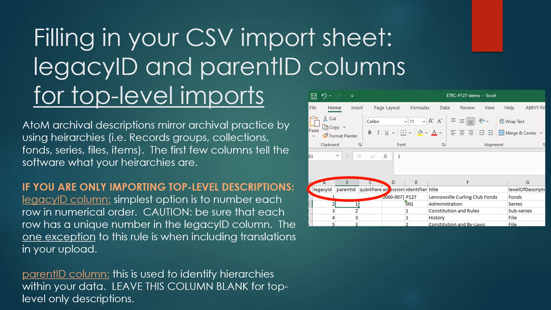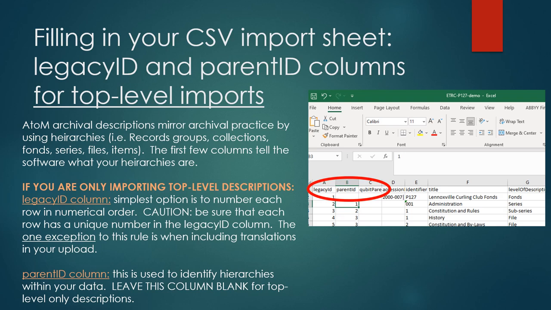There is one exception to this rule, and that is when you're including translations. We're not going to get into how to do this, but just to let you know that uploading translations at the same time with your bulk upload is an option, which is awesome if you're a repository that works in multiple languages. For us, it's French and English, and so it's really great to be able to upload both of the versions at the same time. And in those cases, each row would be numbered twice with the same number in order for that to work. But that's really the only exception.